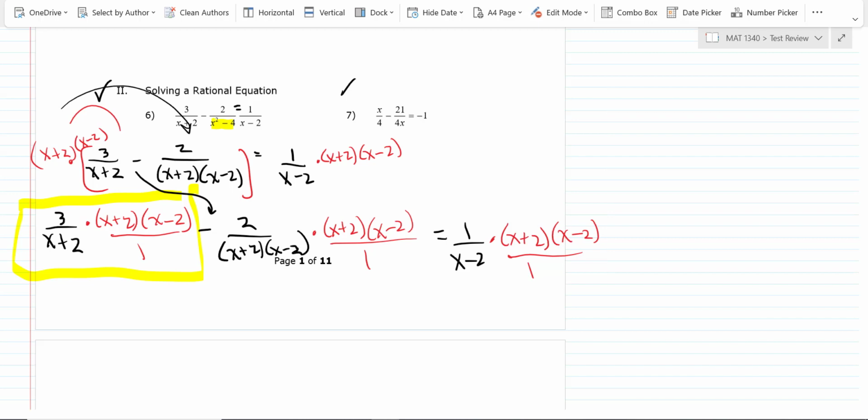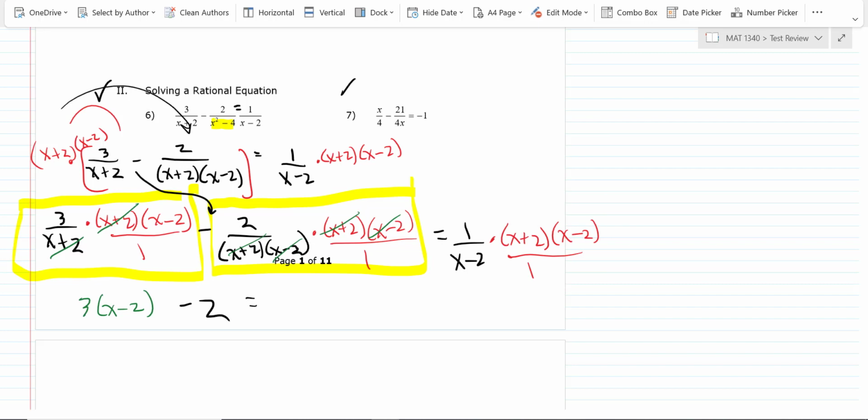What happens? X plus 2 cancels. What are you left with? 3 times x minus 2. Good. There you go. Okay, the next part of the problem, what happens? There you go, good. Okay, so both things cancel. What am I left with? Minus 2, right? Okay, so I got that.